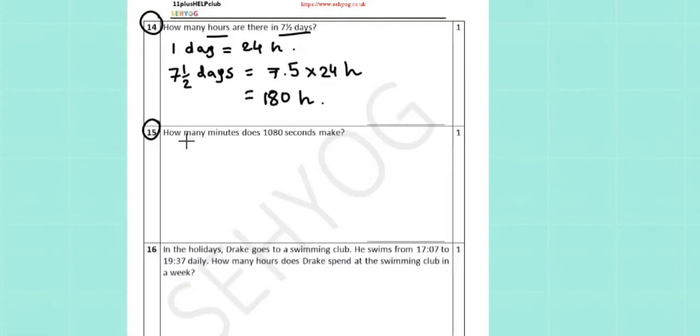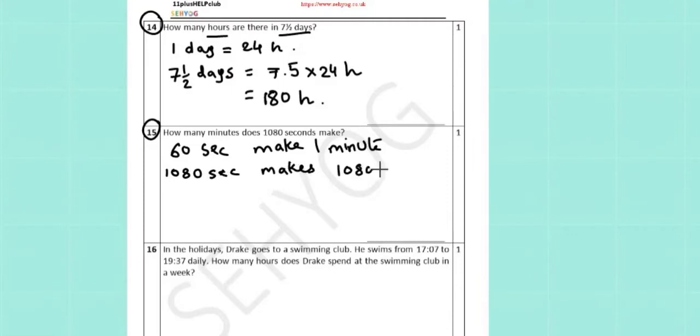How many minutes does 1080 seconds make? So we already know that 60 seconds make up 1 minute. So how many 60 seconds are there in 1080 seconds? That will give us the number of minutes, which means we have to divide by 60. 1080 divided by 60 gives us the number of minutes.